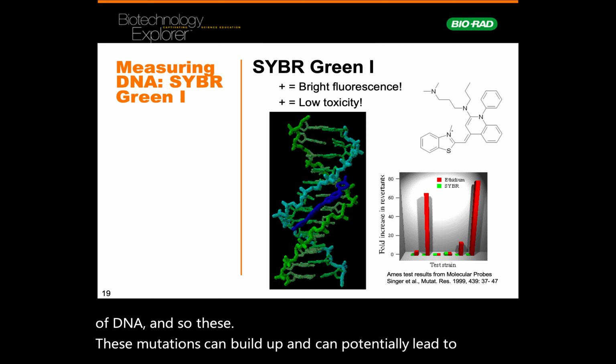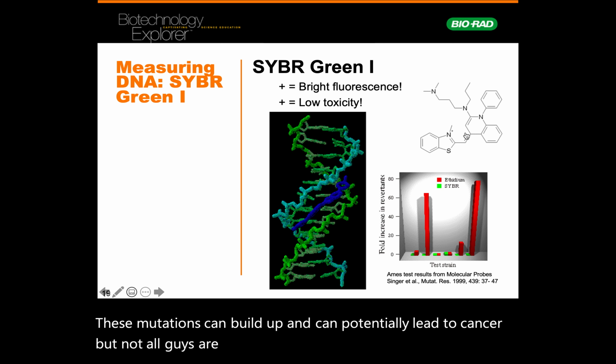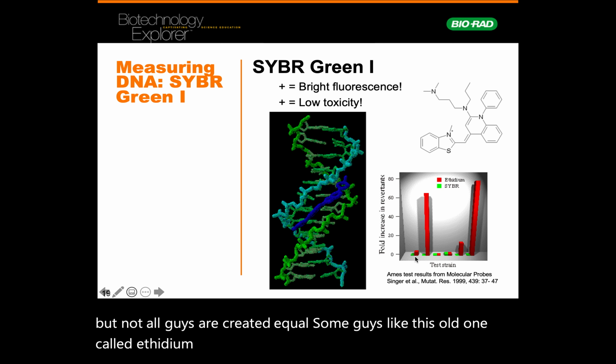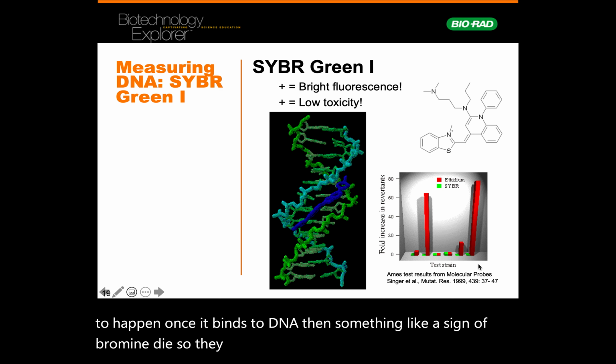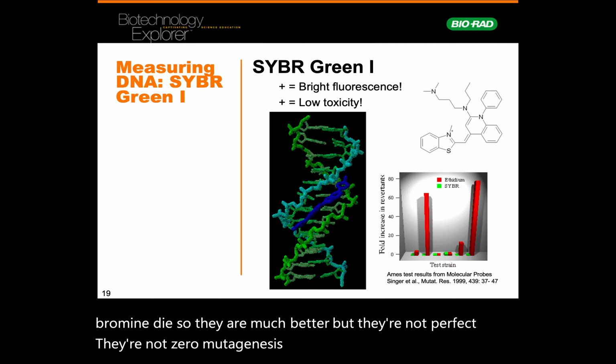But not all dyes are created equal. Some dyes, like this old one called ethidium bromide, shown here, cause a lot more mutations to happen once it binds to DNA than something like a cyanine dye. So they're much better, but they are not perfect. They're not zero mutagenesis, but they are low mutagenesis.